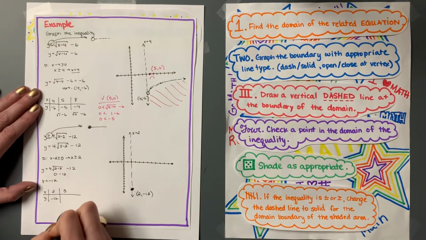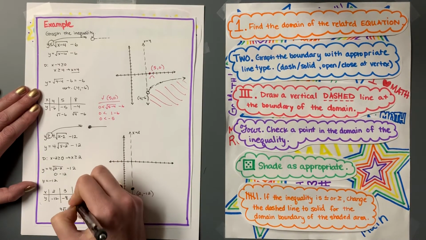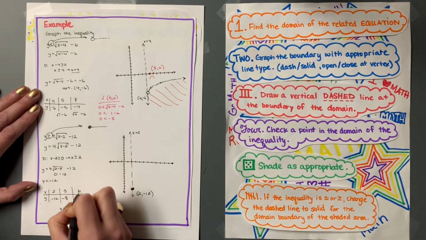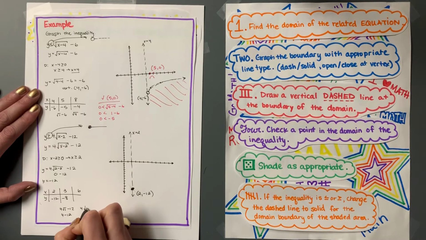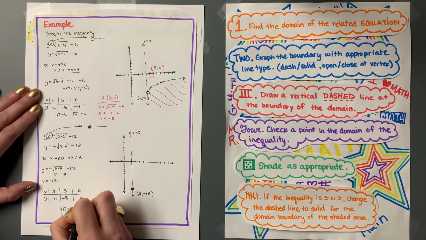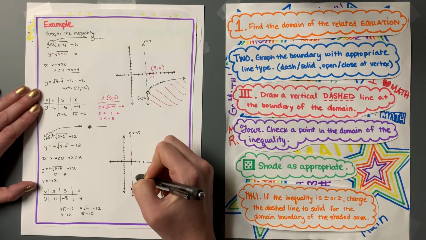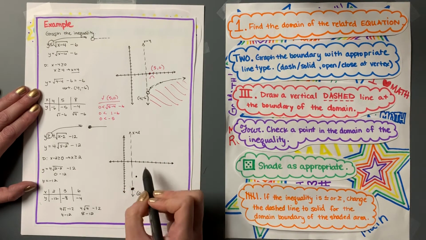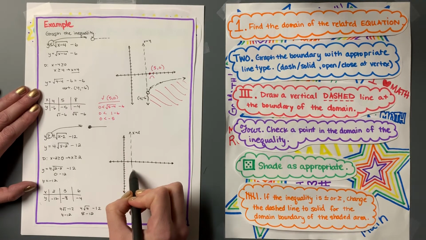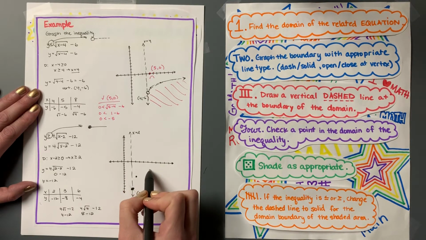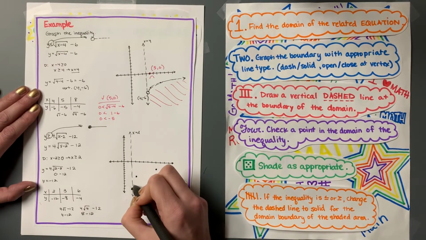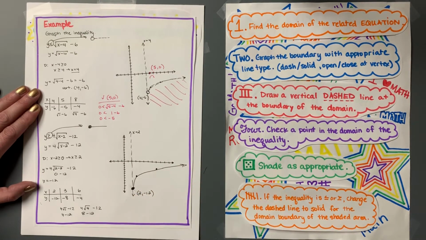So if I plug in 3, I should get the square root of 1. So that would be 4 times the square root of 1 minus 12. That's 4 minus 12, or negative 8. If I plug in 6, I should get 4 times the square root of 4 minus 12, which is 8 minus 12, or negative 4. So I have the point 3, negative 8, and then I have the point 6, negative 4. And this will get graphed with a solid line that looks like that.